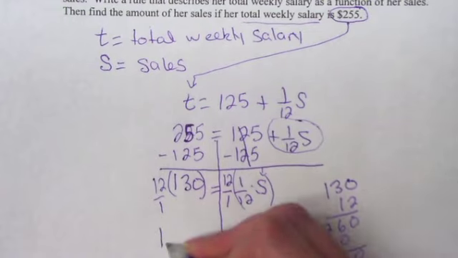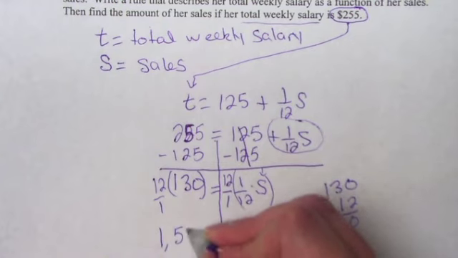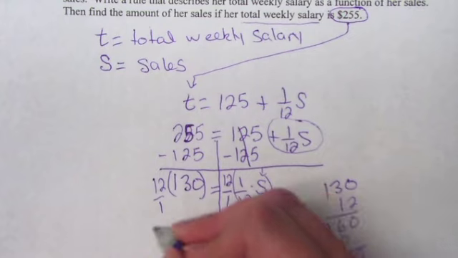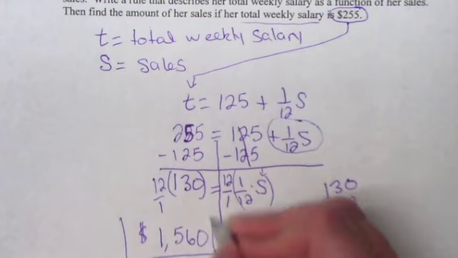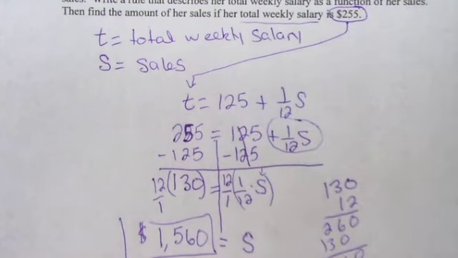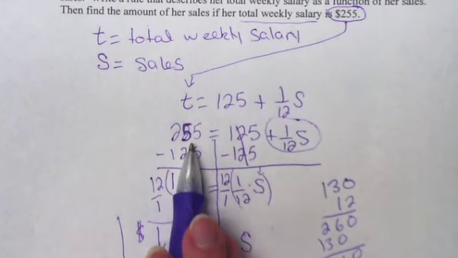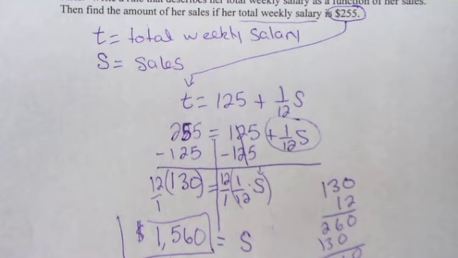So 1,560. That means Marley had $1,560 in sales that week. Okay, that's just how much she sold. So her weekly salary was $255.